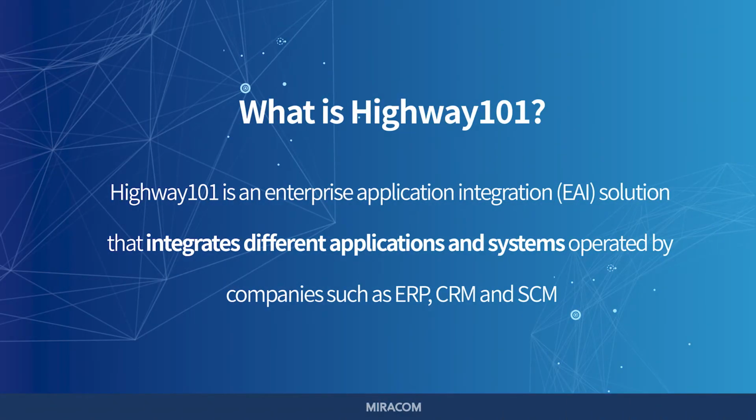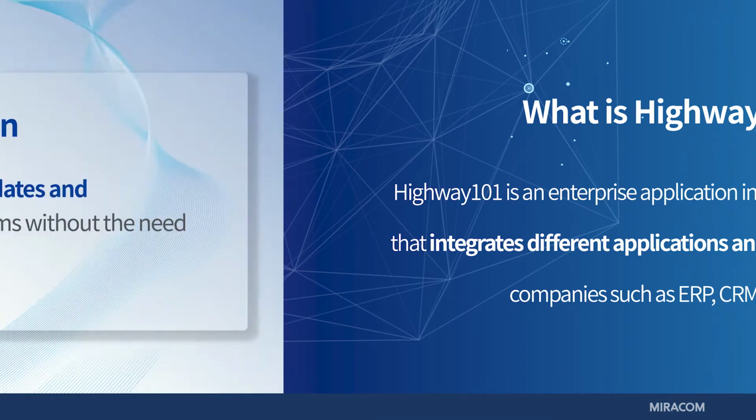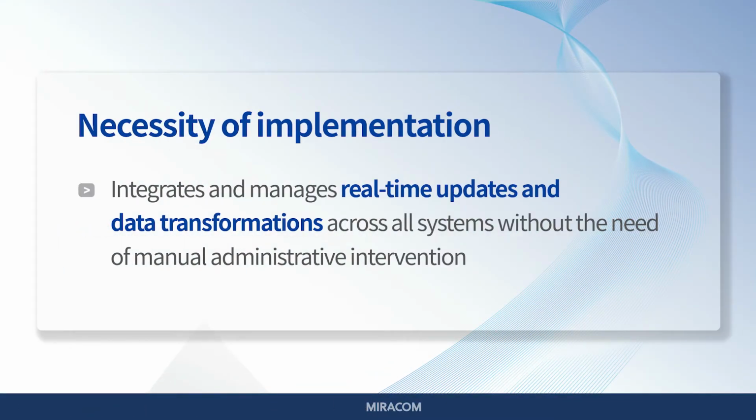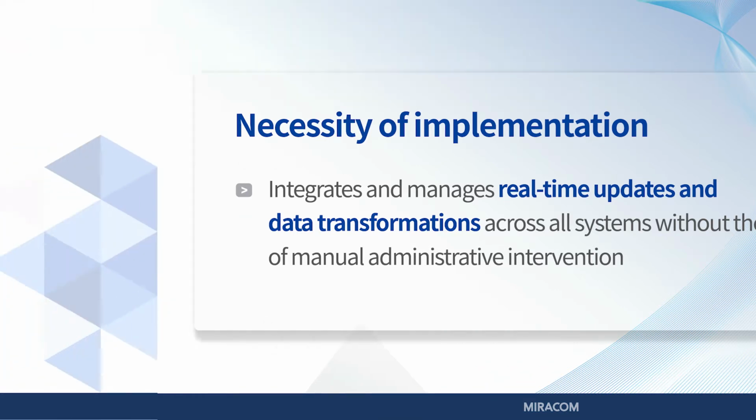Miracom's Highway 101 is an enterprise application integration solution that integrates different applications and systems operated by companies, such as ERP, CRM, and SCM. Highway 101 can integrate and manage real-time updates and data transformations across all systems without having to be entered directly by the administrator in each database or application every time data is updated.